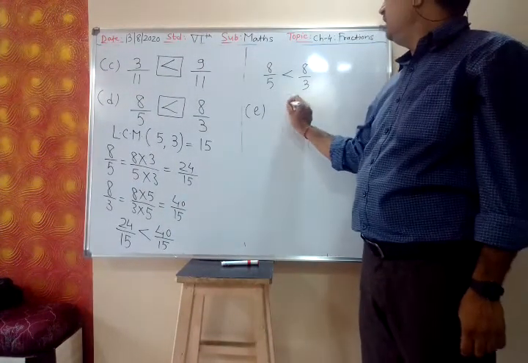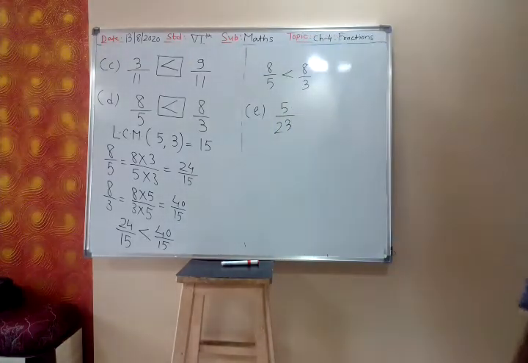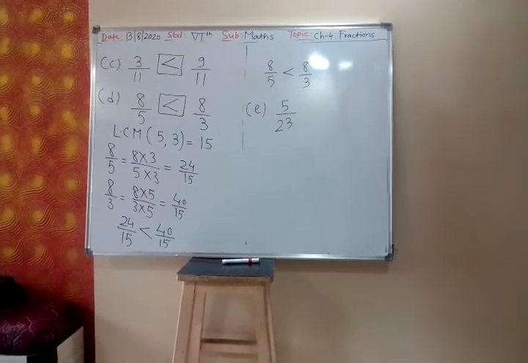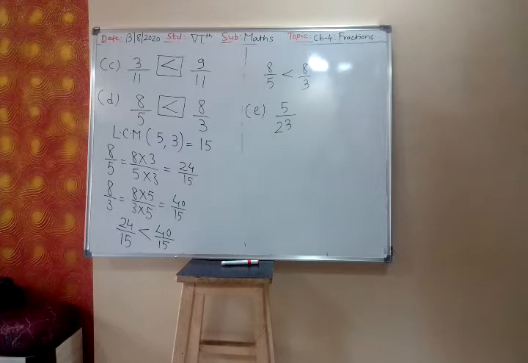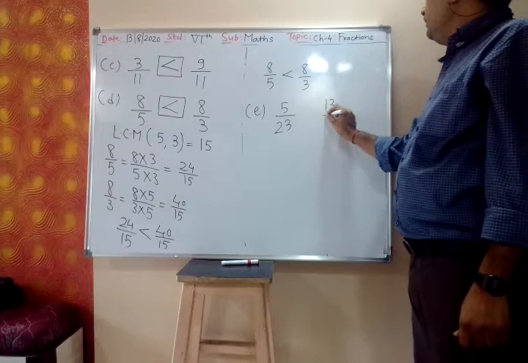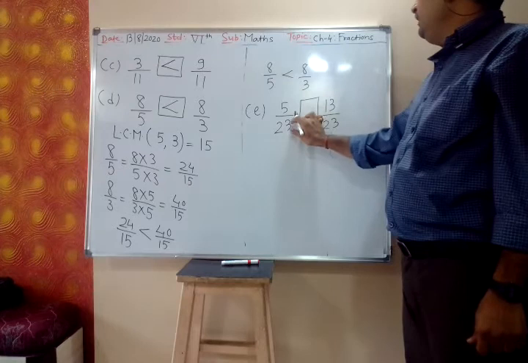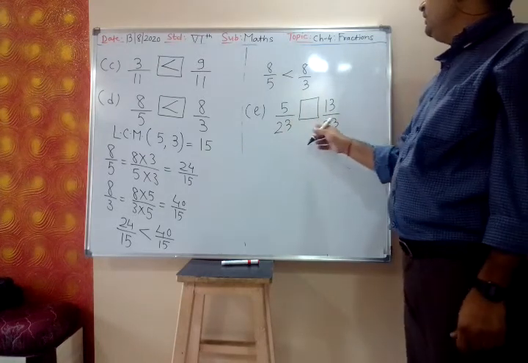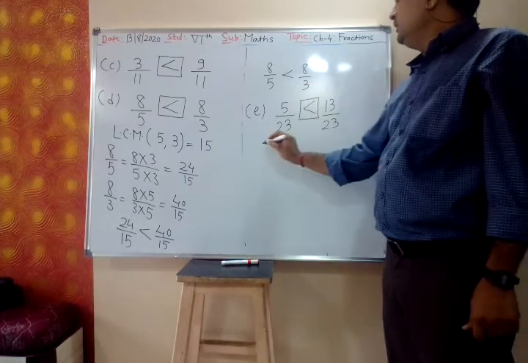Then E: 5 by 23 and 13 by 23. Now it is clear, right? Now they are like fractions. Denominators are the same, so I will compare the numerators. 5 is less than 13.